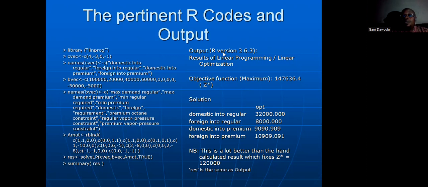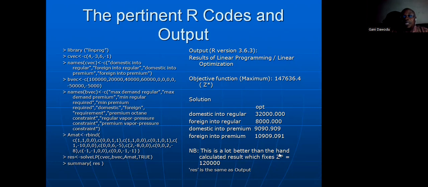If you have run the codes on R version 3.6.3 like me, this is the kind of output you're going to get. If you use any other version, as long as it enables you to install linprog, the result you are going to get is not going to be too different, maybe at most an approximation thing. Okay, this is the output.